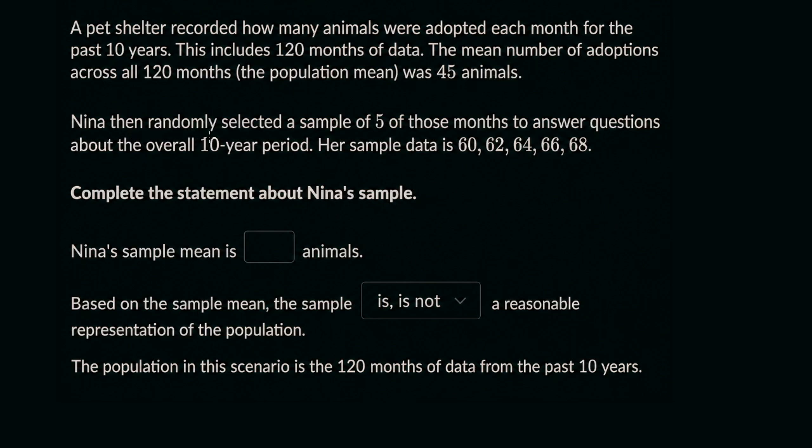Nina then randomly selected a sample of 5 of those months to answer questions about the overall 10-year period. Her sample data is the following. Complete the statement about Nina's sample. All right. Nina's sample mean is how many animals?